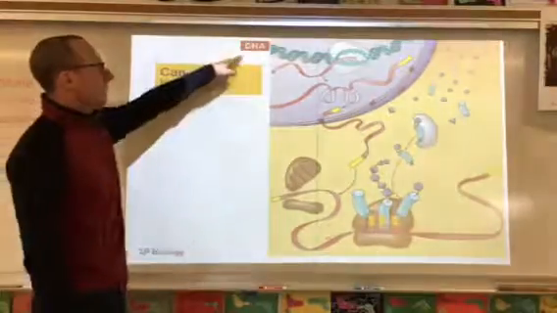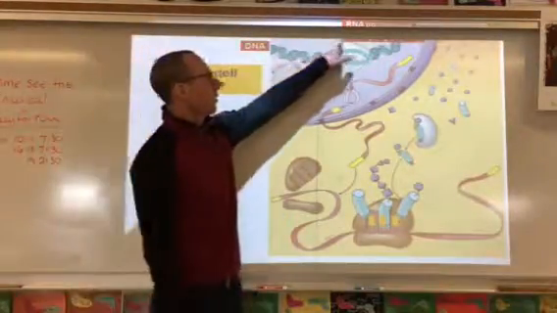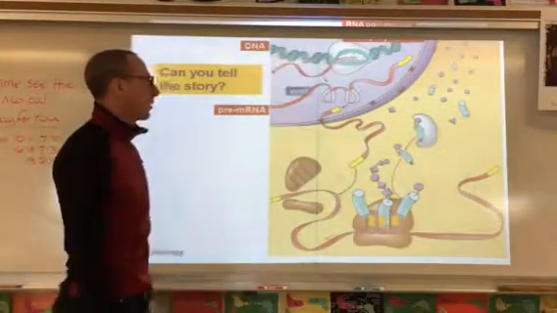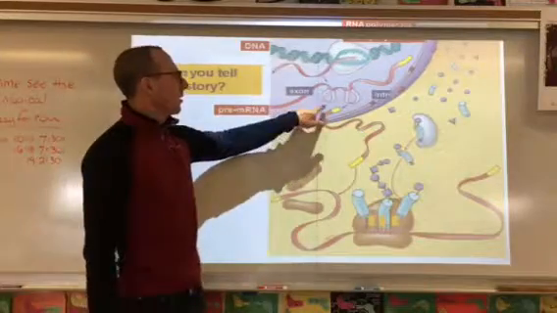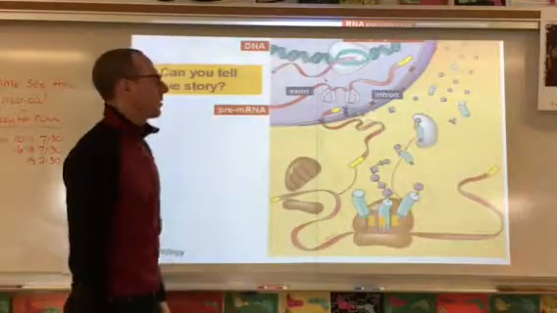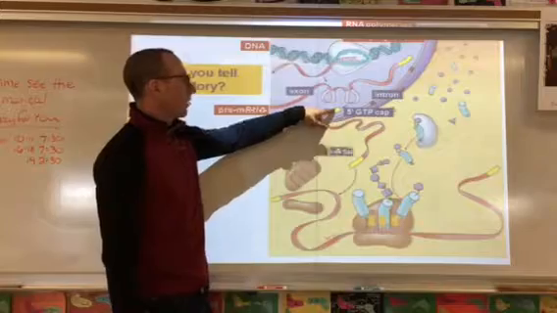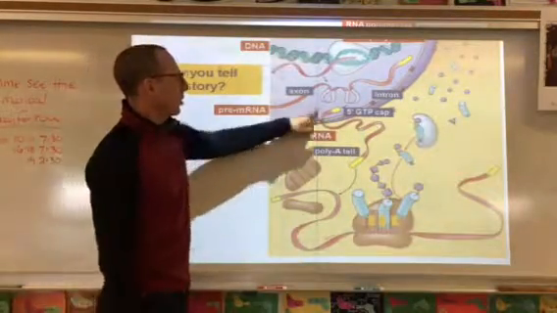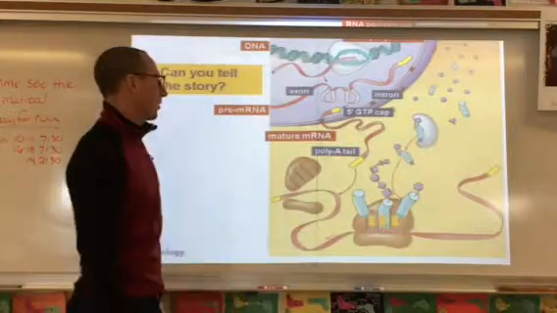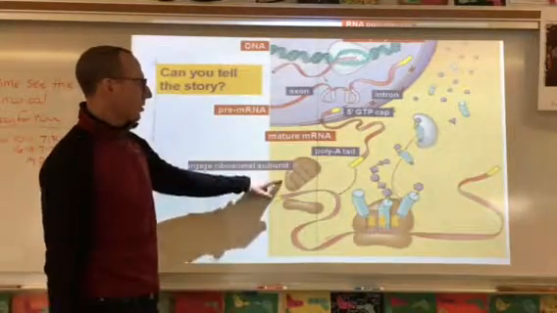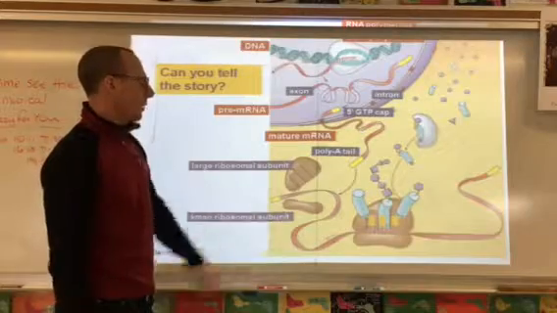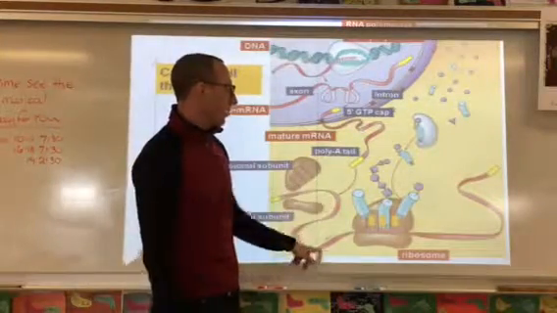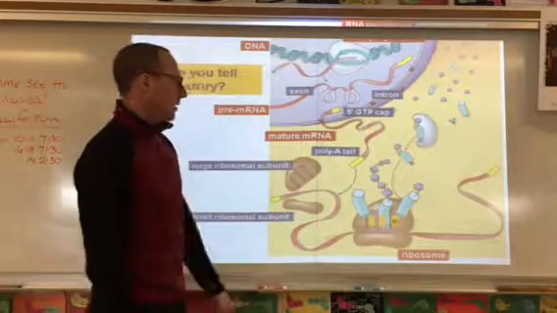Okay, we have DNA. We have RNA polymerase. We have pre-mRNA. This is the exon. There's the introns that are getting cut out. We have a 5' cap. We have a poly A tail. We have a mature RNA or mRNA, messenger RNA. Okay, these are the large ribosomal subunit and a small ribosomal subunit. They come together on the mRNA and begin to translate the message.